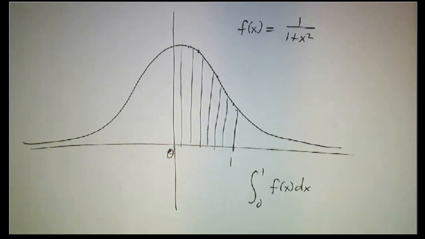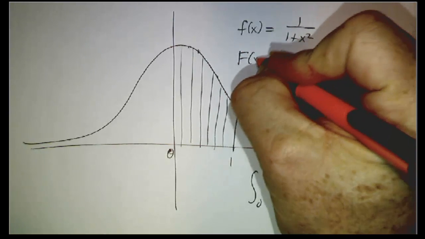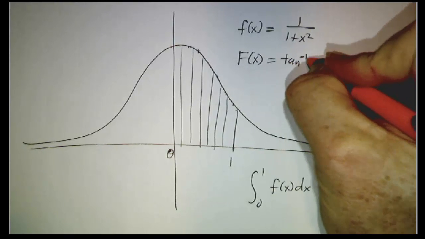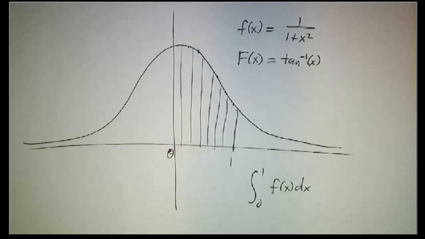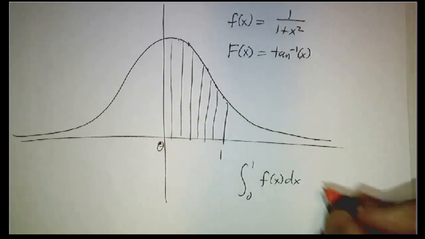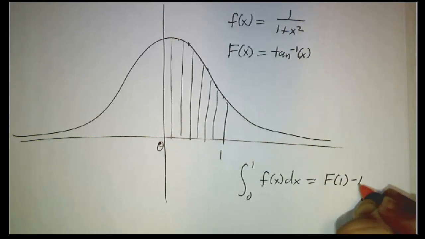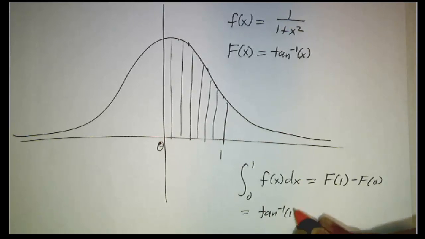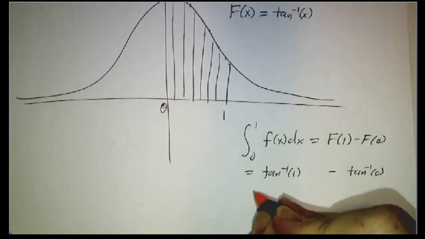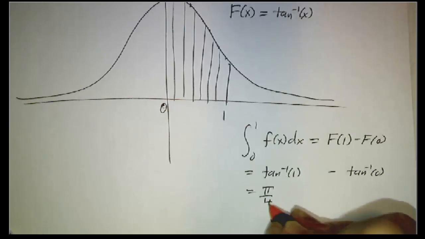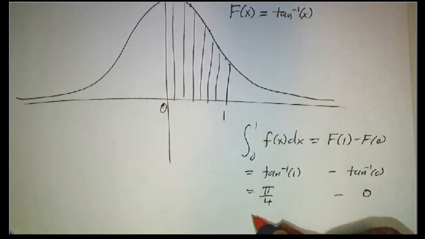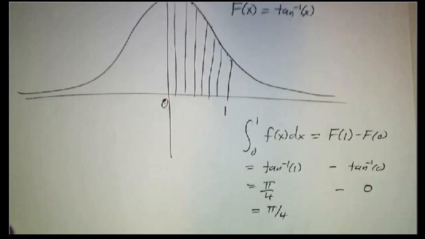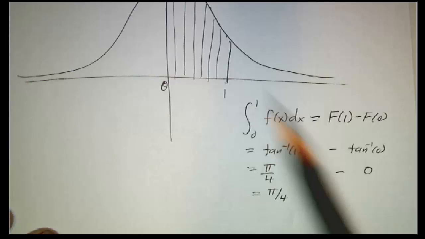Can you think of a function whose derivative is 1 over 1 plus x squared? Well, the derivative of arctangent is 1 over 1 plus x squared. So this is big F of 1 minus big F of 0. That's the arctangent of 1 minus the arctangent of 0. And that's pi over 4 minus 0, which is pi over 4. So the area under the curve between 0 and 1 is pi over 4.